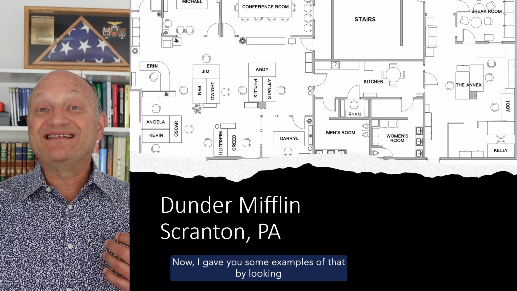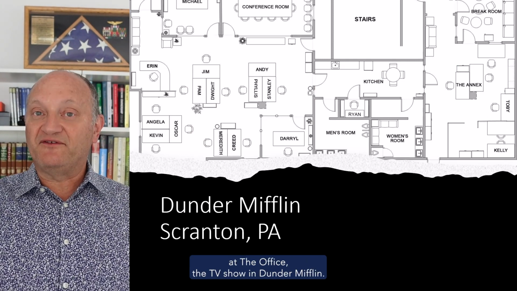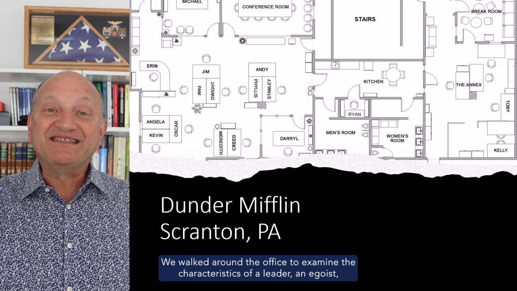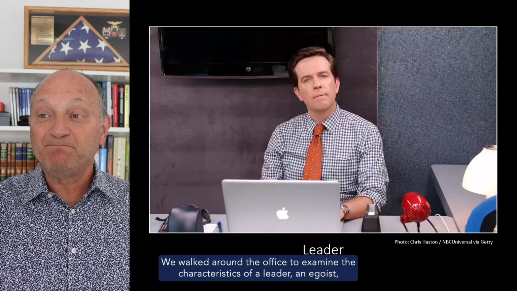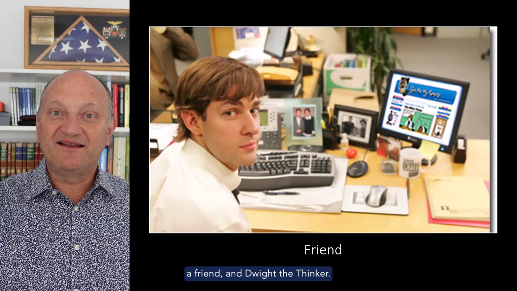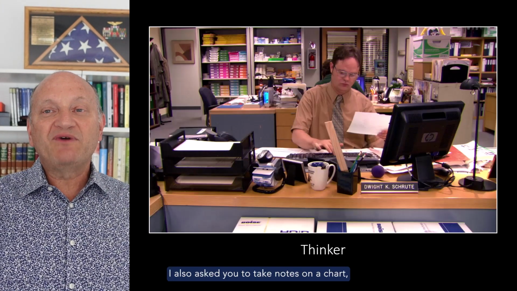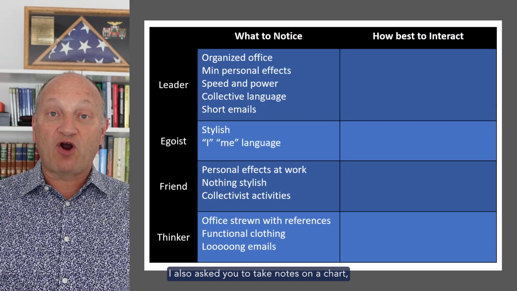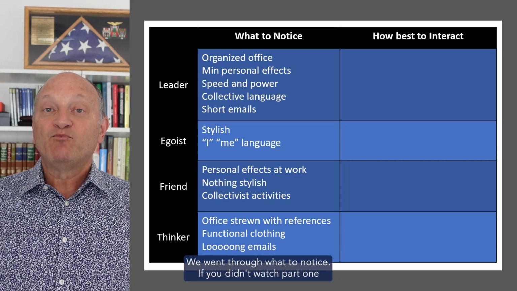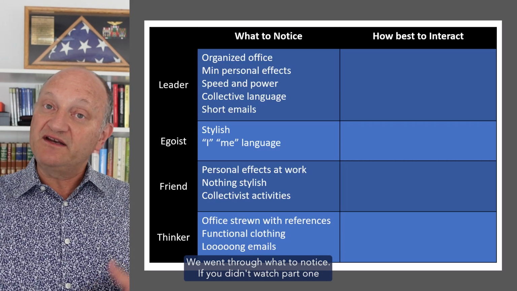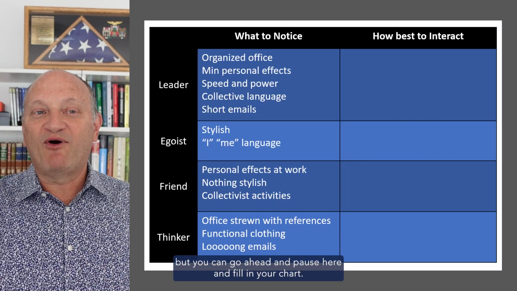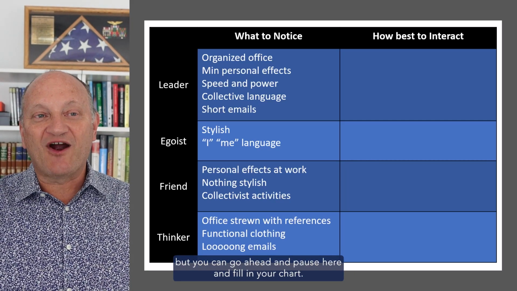Now, I gave you some examples of that by looking at The Office, the TV show, and Dunder Mifflin. We walked around the office to examine the characteristics of a leader, an egoist, a friend, and a thinker. I also asked you to take notes on a chart. So if you have that chart from part 1, please take it out now. We went through what to notice. If you didn't watch part 1 and you don't want to, which I discourage, you can go ahead and pause here and fill in your chart.